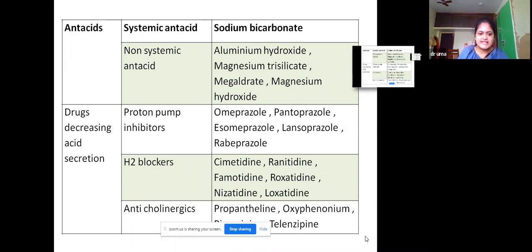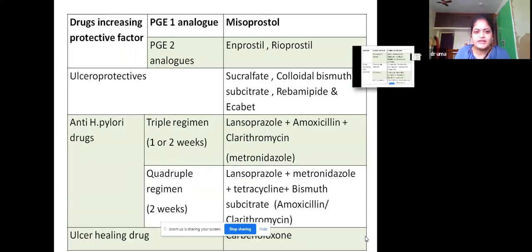The drugs which decrease the acid secretion are proton pump inhibitors, H2 blockers, and anticholinergics. The proton pump inhibitors include omeprazole, pantoprazole, esomeprazole, lansoprazole, and rabeprazole. H2 blockers are cimetidine, ranitidine, famotidine, roxatidine, nizatidine, and lafutidine. The anticholinergics are propantheline, oxyphenonium, and telenzepine.